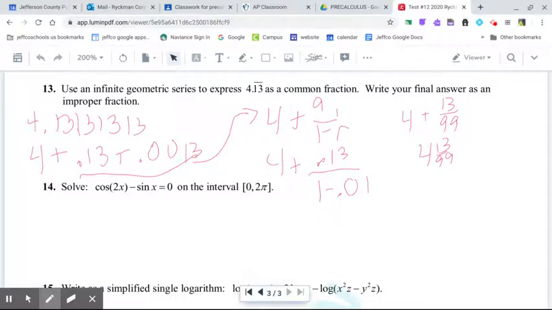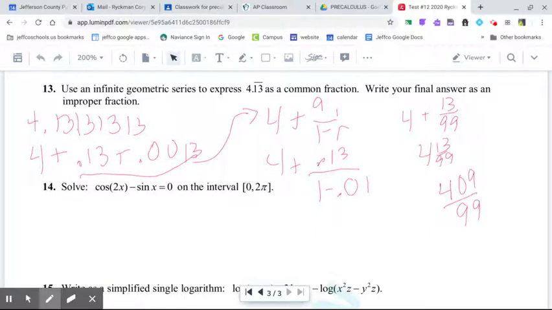Depends on how you multiply 4 by 99, but I think of it as 4 times 100, take away 1 4. So that's 400, take away a fourth, that's 396. And then I add the 13 on. So that's something like 409 out of 99. Alrighty. I don't think that reduces because 3 and 11 are the factors of 99. And those do not go into 409, so we're good.